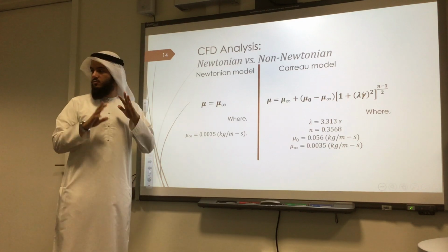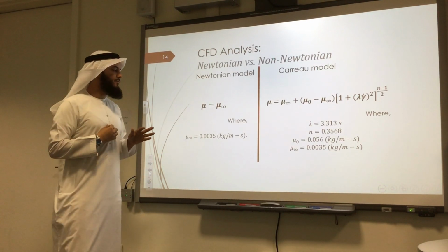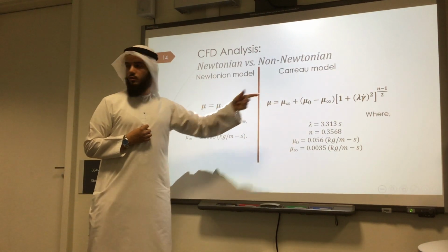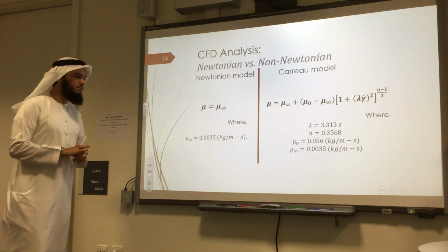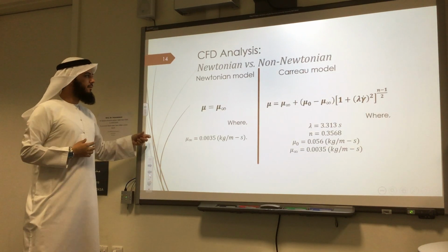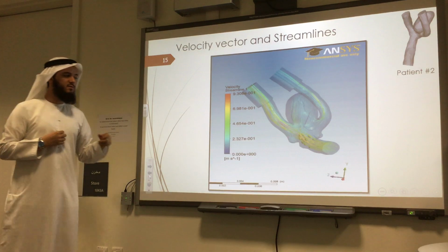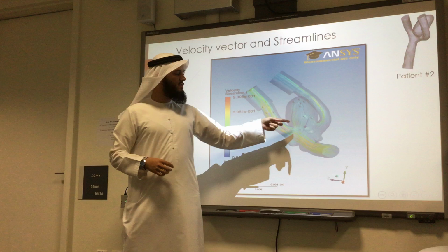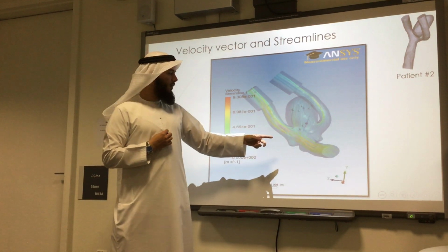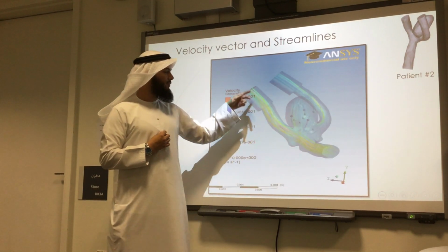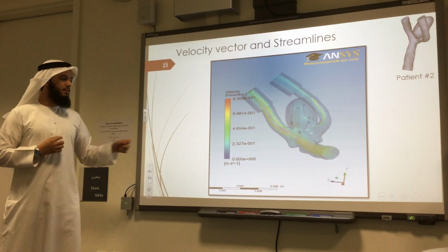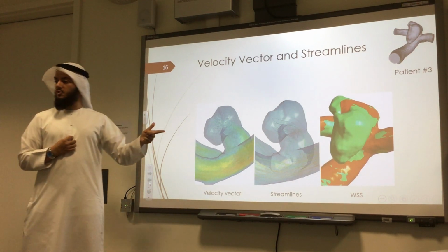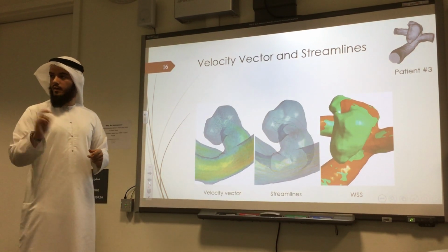So basically what we did is to put this to the test on the 5 patients. As you can see, this is the Newtonian model, and this is the Carreau model, one of the non-Newtonian models. And we compare and get some results. This is the velocity profile, the streamlines. As you can see, velocity is very slow in the aneurysm dome, and it's getting faster over here. So we compare the streamlines, velocity vectors, and wall shear stress for the Newtonian model and the non-Newtonian model.